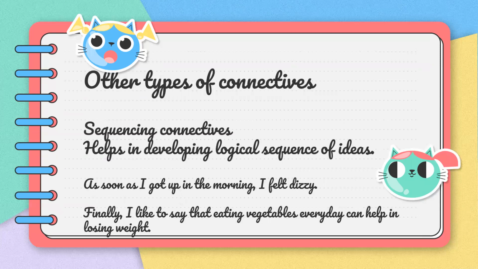We have the sequencing connectives, which help in developing a logical sequence of ideas. If I use words like first, second, third, I'm being very clear with the readers that I am arranging my ideas in a logical sequence, and I'm helping the readers understand how the flow of my thought process is. Then I can also use words like firstly, secondly, thirdly, and finally. I like to say that eating vegetables every day can help in losing weight. So these are the ways where I can indicate to the readers the logical sequencing of my ideas.